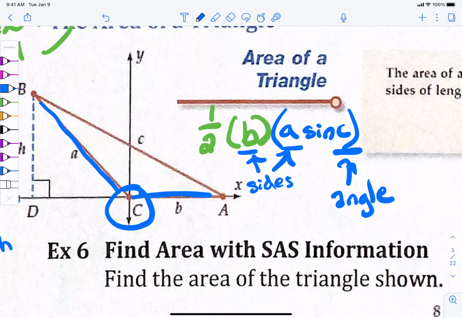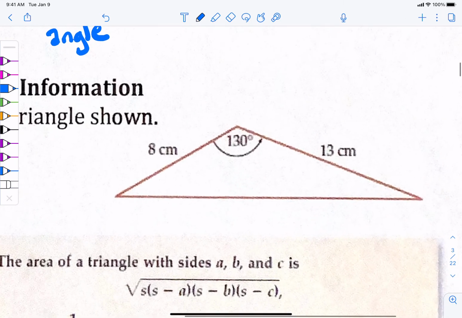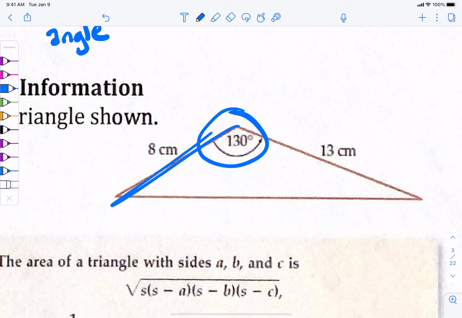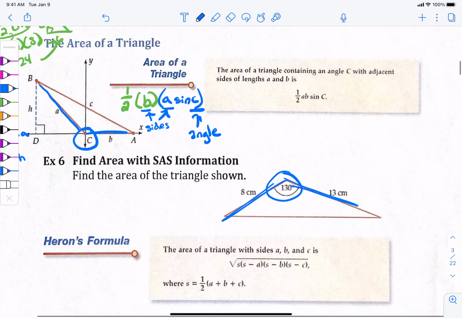Does that make sense? Let's go down to this diagram right here. Here's the angle that I have. They don't even name it angle C. It has no name, right? It's 130. But the 2 sides that I have, are they the correct sides? Yes. They're the ones that are touching that angle, right? 8 and 13. Okay? So if I want to find the area, I do 1/2 the base times the height.